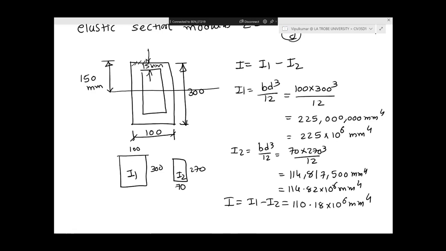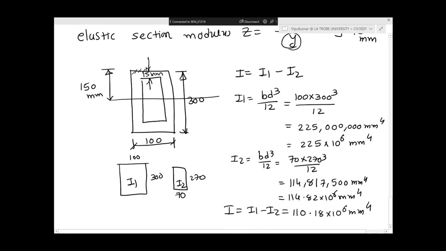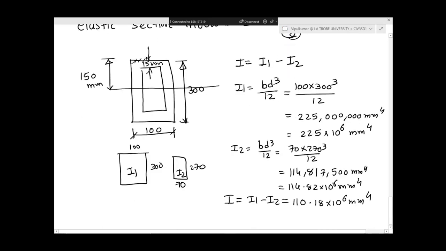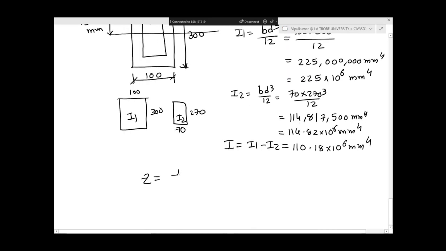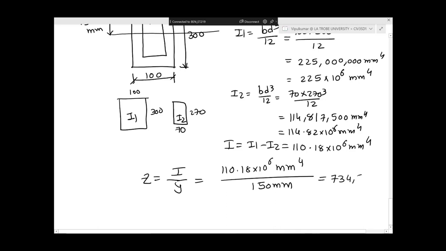Right. So I think we can calculate this section modulus Z. Elastic section modulus Z is equal to I on Y, which is 110.18 times 10 raised to the power 6 millimeter to the power 4, on Y, 150 millimeters. All good.